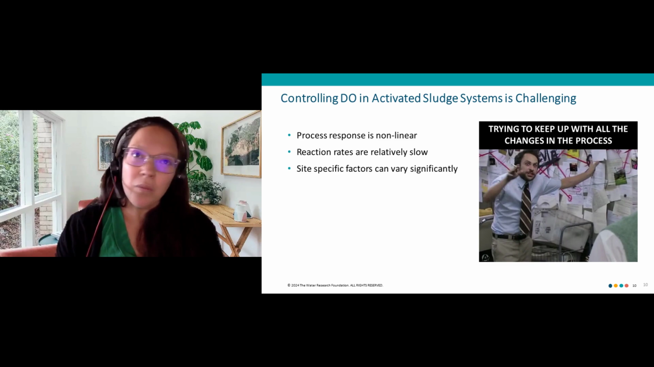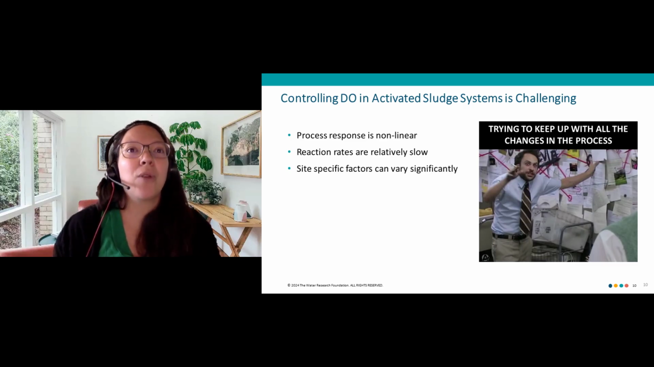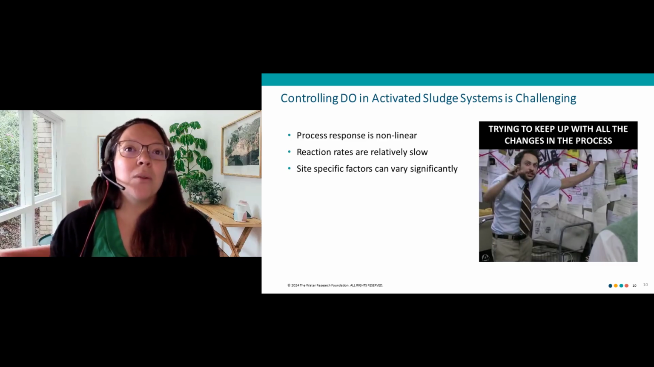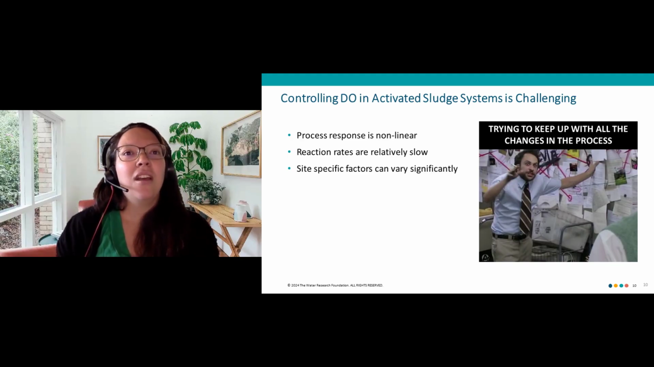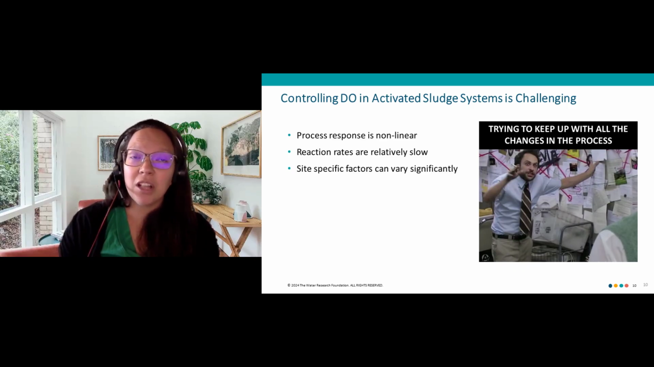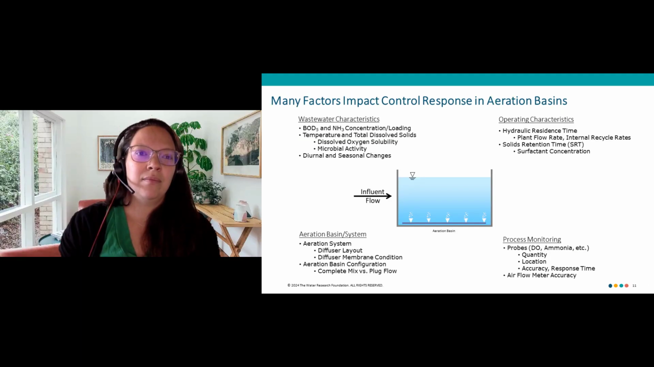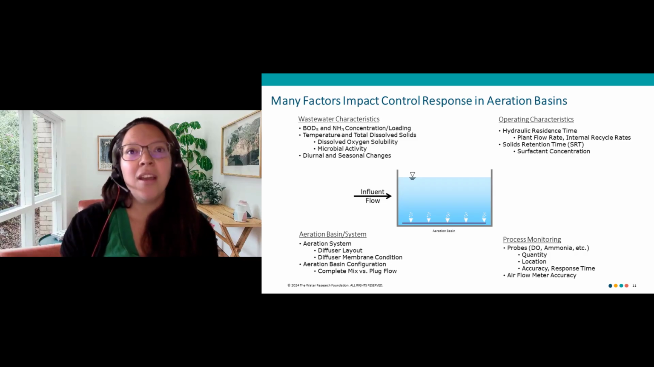So as most of us know, controlling DO in activated sludge is no easy task, especially in plug flow processes, because process response is nonlinear, reaction rates are relatively slow, and site-specific factors can vary quite a bit. There are many factors that impact control response in aeration basins, including the wastewater characteristics themselves, such as loading, temperature, total dissolved solids, which affect your DO solubility and microbial activity, and then of course, diurnal and seasonal changes.